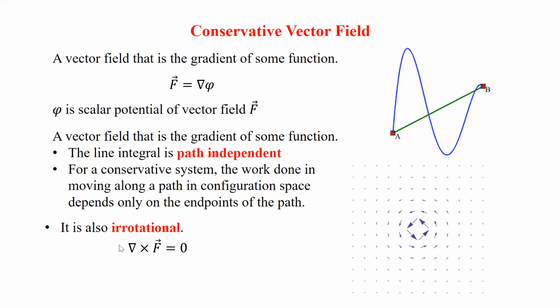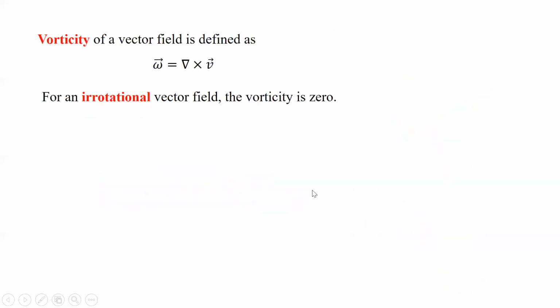Another property is that it should be irrotational. What is the meaning of irrotational? If the curl of this vector field is 0, we call it irrotational. And for any vector field, we define vorticity. Vorticity is defined as the curl of the function. If I define vorticity by the symbol omega, it will be curl of V. And if the curl of V is 0 for a conservative field, the vorticity will also be 0.